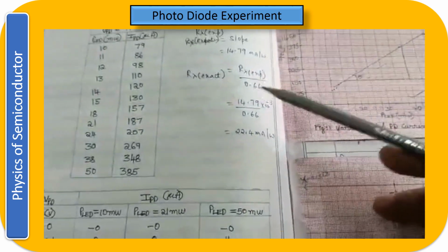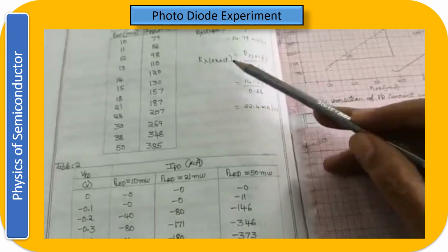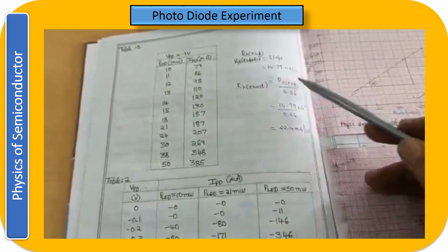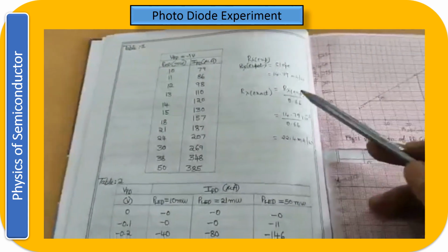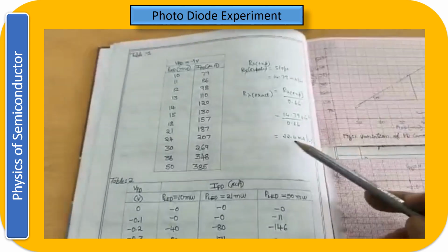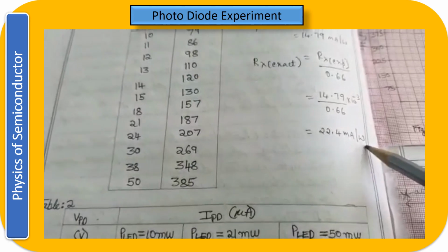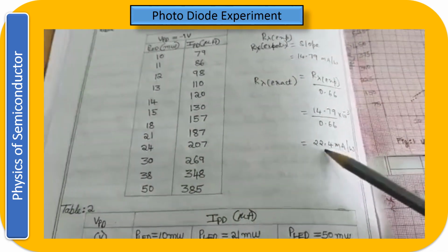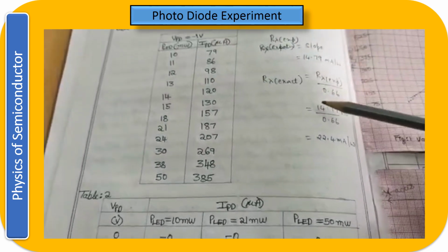In the case of the LED, at 10 centimeter, the efficiency of the LED is around 66%. So to get the exact value of R, one must divide the graphical responsivity value by 0.66, and you get 22 milliamp per watt. That is, if 1 watt of power falls on the photodiode, 22 milliamp current is generated. This is the responsivity of the photodiode.